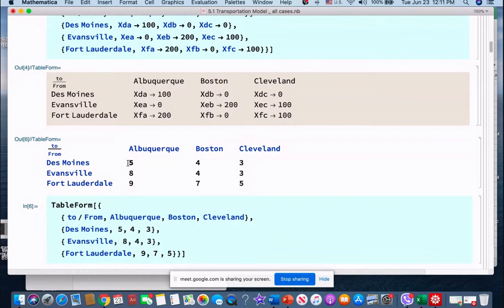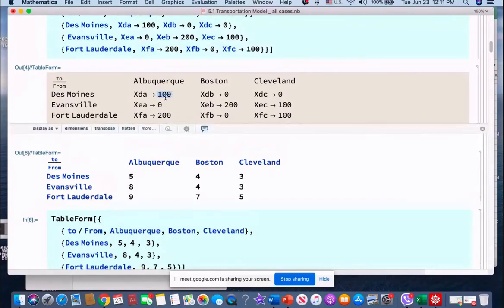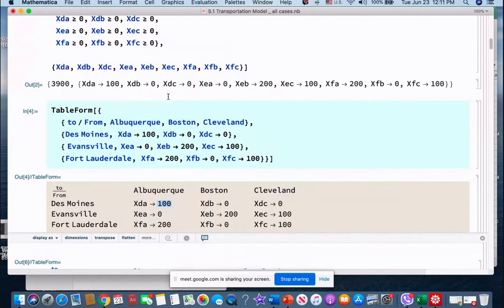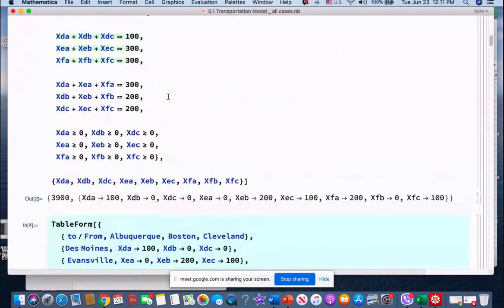So, what do you want from Des Moines to Albuquerque? We ship 100 units. Why 100 units is the question. We go to supply and demand. Why 100 units from Des Moines to Albuquerque? Des Moines can produce 100 units.